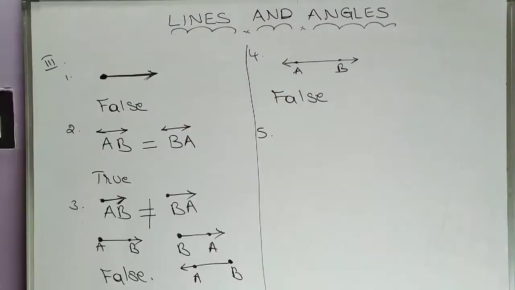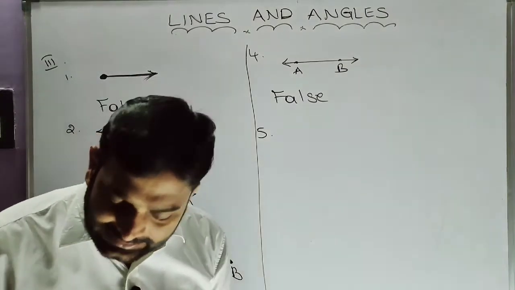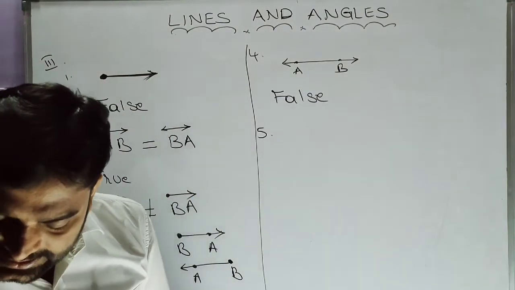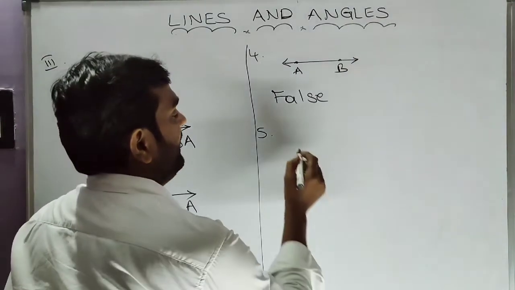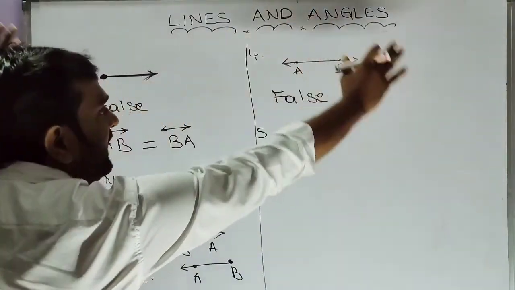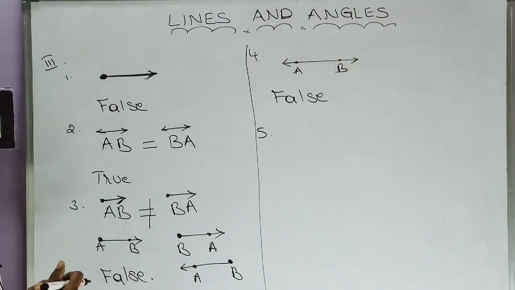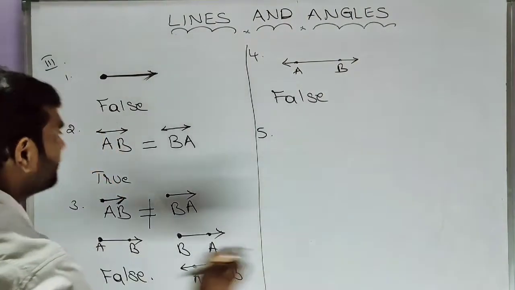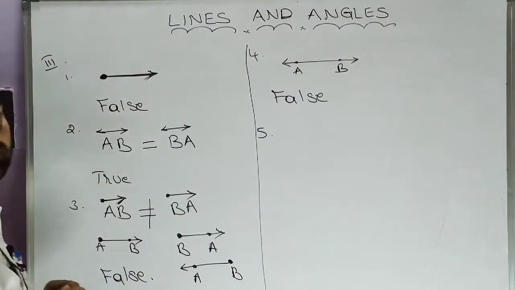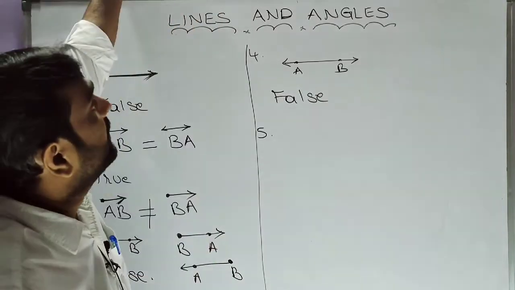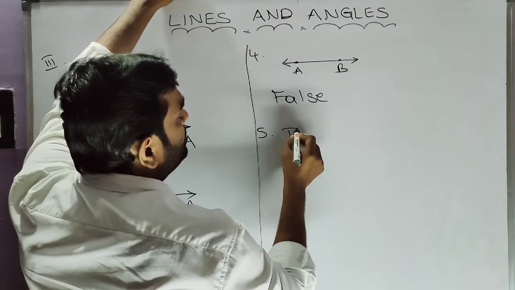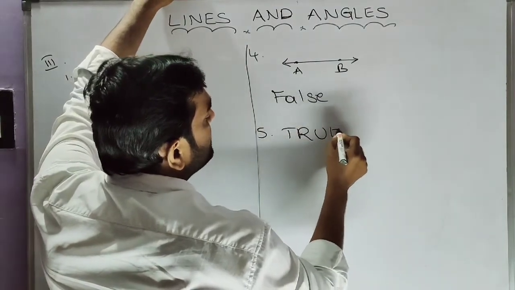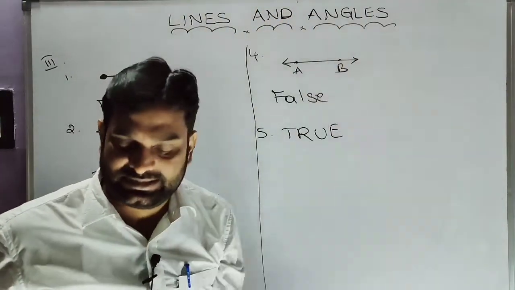Next, a plane has length, breadth, but no thickness. Listen, this is a plane. It has length, it has breadth, there is no thickness. So the given statement is true. A plane has no thickness.